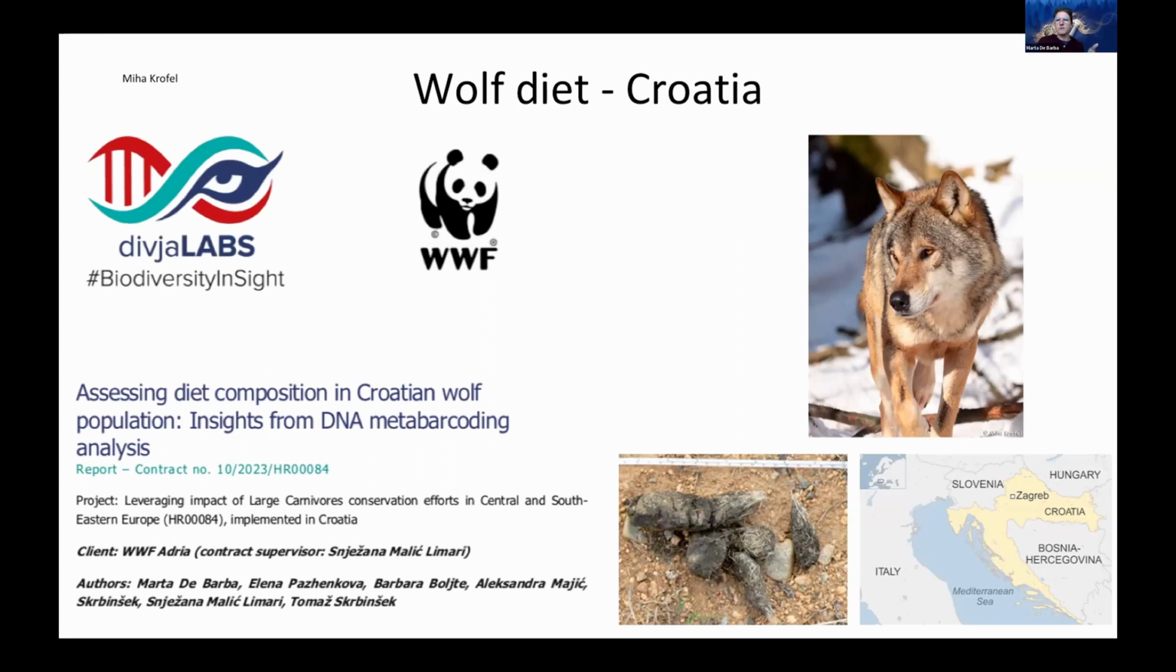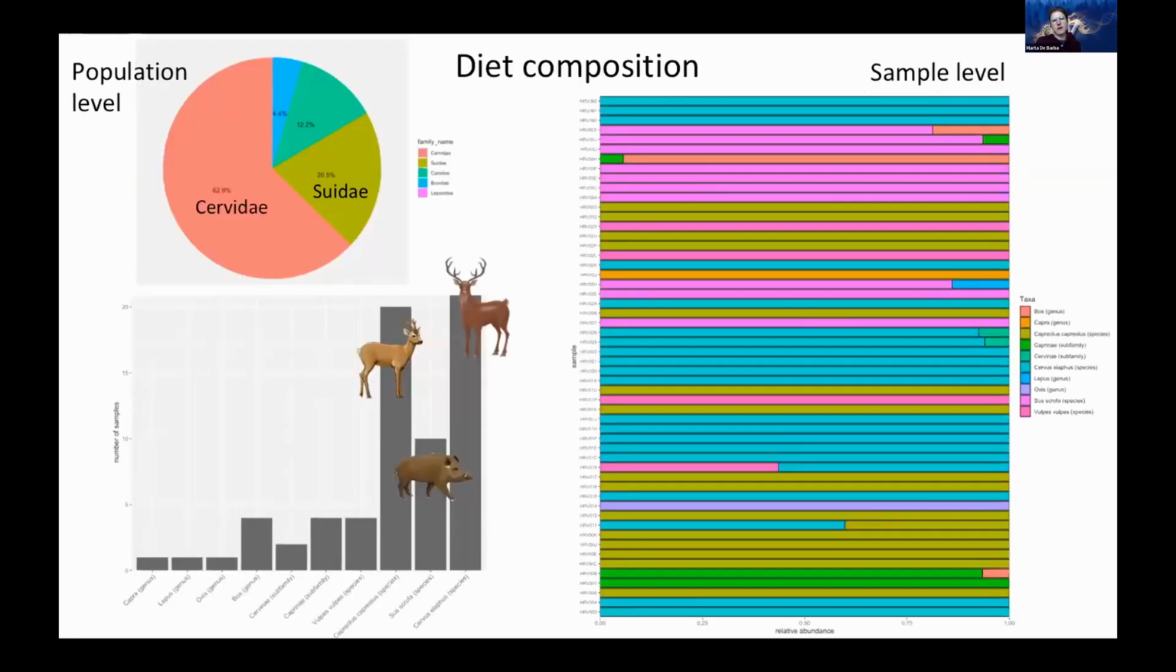And we used the DNA metabarcoding approach that I just explained, and we were able to reconstruct the diet composition for the population, showing that most of the sequences detected in the diet belonged to members of the Cervidae and Suidae family, with the red deer, roe deer, and the wild boar being the species most frequently found in the samples. And by looking at the samples individually, we also saw that most of the samples were comprised of a single diet item, as you can see by the different colors in this graph.